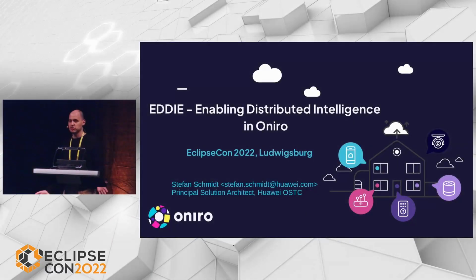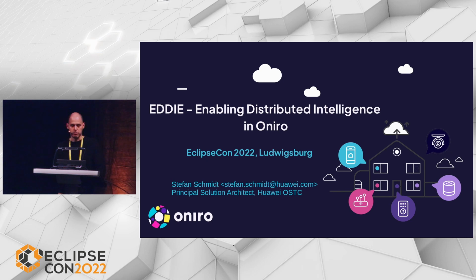So my name is Stefan Schmidt. I am working at the Oniro project, which is a new working group in the Eclipse Foundation. I mean, we're a year old now. Yesterday actually was our first birthday celebration. And I'm working for Huawei as a principal solution architect, and I work in different parts of the Oniro ecosystem.